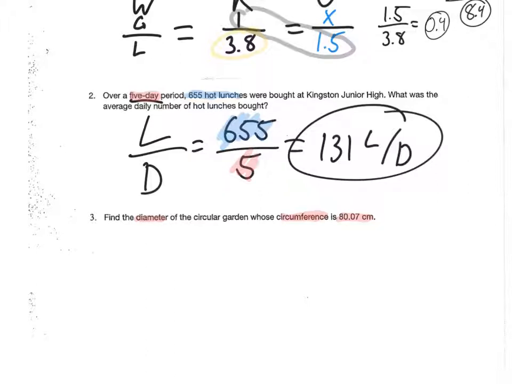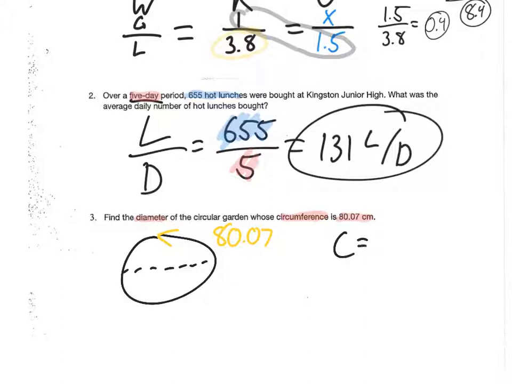When in doubt, draw a picture. I can't draw a very good circle, but there's my picture. I'm trying to find the diameter, the distance all the way across. But what it tells me is that this distance all the way around is 80.07. So what I'm going to do is use my formula for circumference.